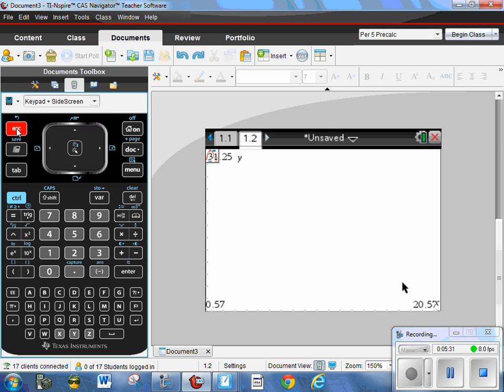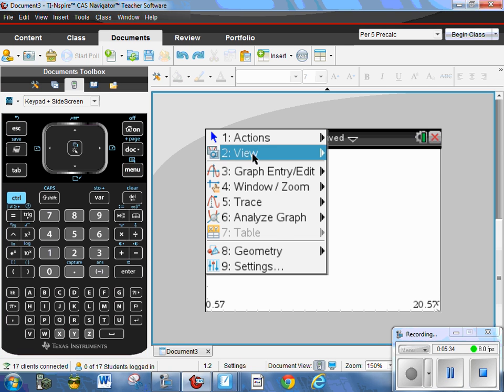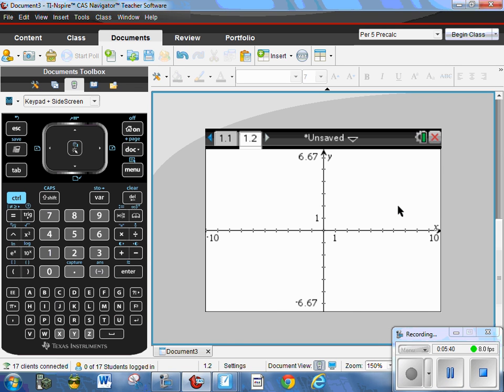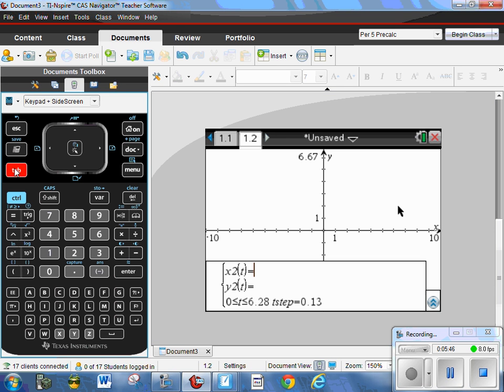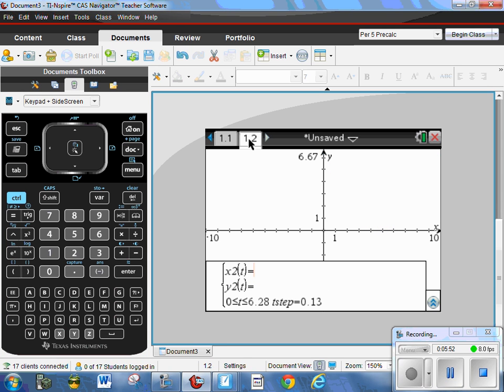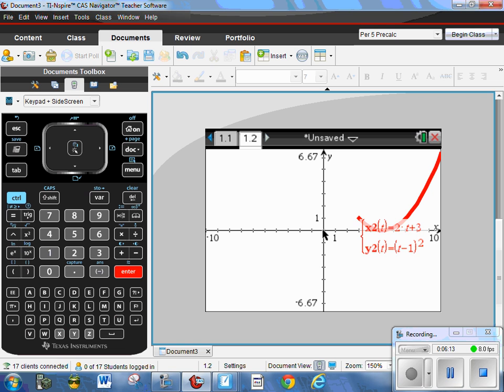Let me go to Zoom. This is not what I wanted to happen. Let me go to my window settings, Zoom standard. Okay. Wow, that's weird. Well, this is really messing up. I'm going to put in my 2t plus 3 again, and my t minus 1. So much for showing something on the fly. That didn't work terribly well. But anyway, there's my graph again. Why is it only showing part of the graph?